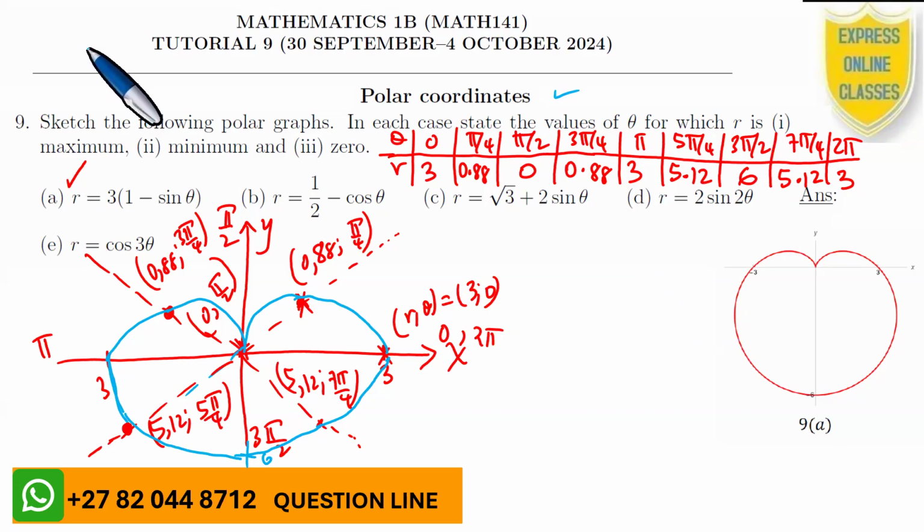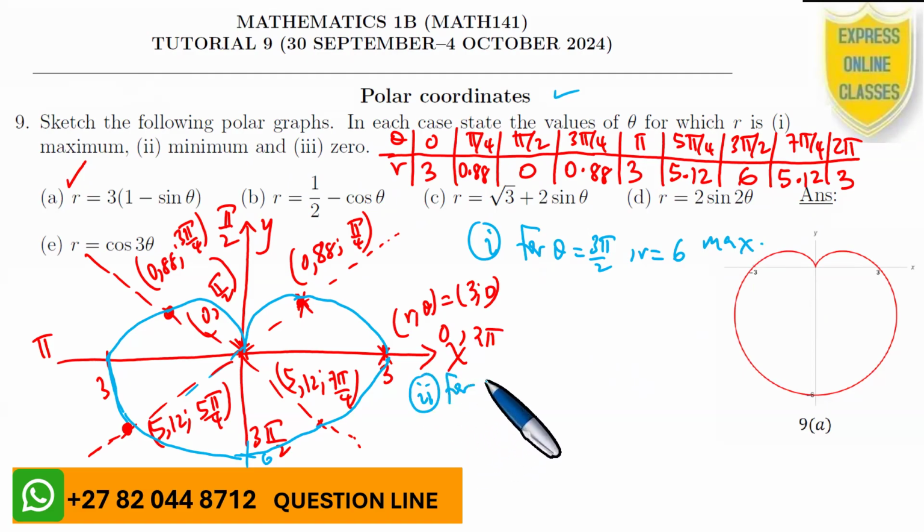So sketch the following polar graphs. In each case, state the values of theta for which r is a maximum. So for theta equals 3 pi over 2, r equals 6 is a maximum. That is the first Roman figure.